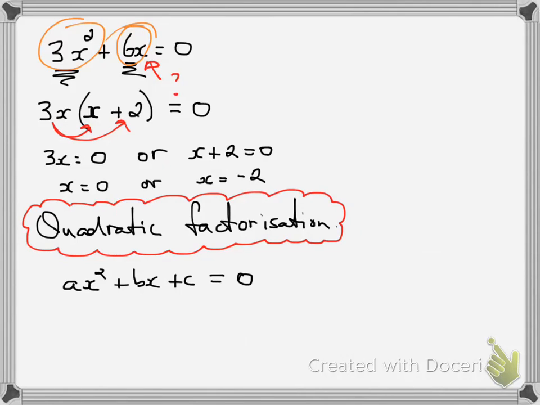Okay, so the general rule for factorisation is you must find two numbers that multiply to give a times c, and those two numbers must add up to give you b.